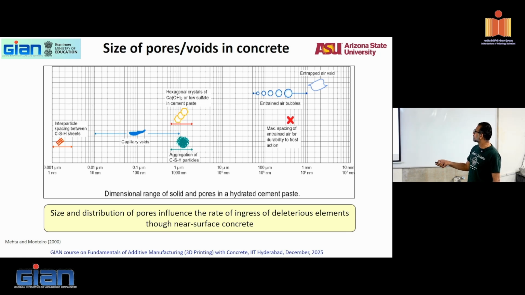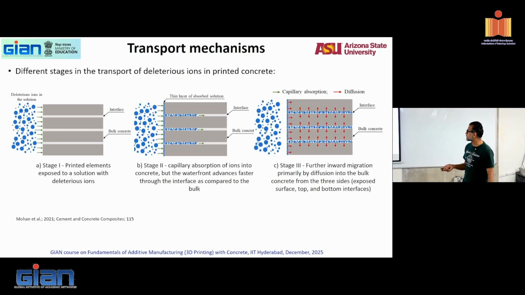You will have capillary voids, you will have entrained air bubbles, entrapped air bubbles. Now, what is it that we can definitely say exists in 3D printed concrete? The layer porosity, right? And the interfilament porosity that are like the entrapped air voids, larger air voids like we have seen. So we need to make sure that we control those voids.